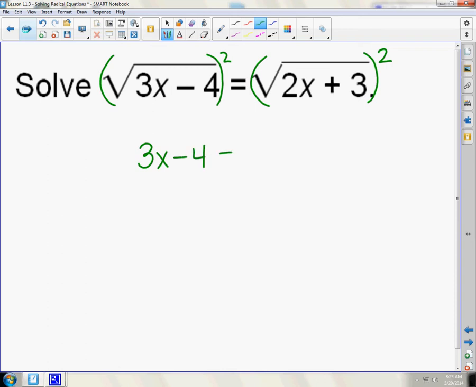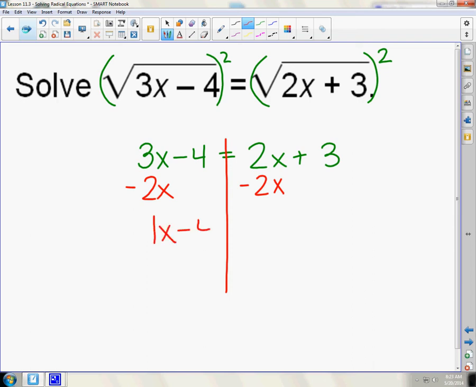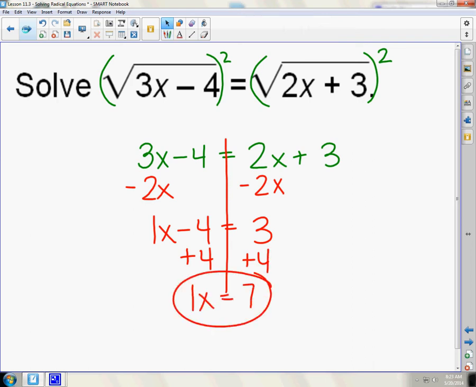3x minus 4 equals 2x plus 3, and then I can solve this equation. Minus 2x from both sides. So then I have 1x minus 4 equals 3, and then I add 4 to both sides. So 1x equals 7. Now, you really want to make sure it works.